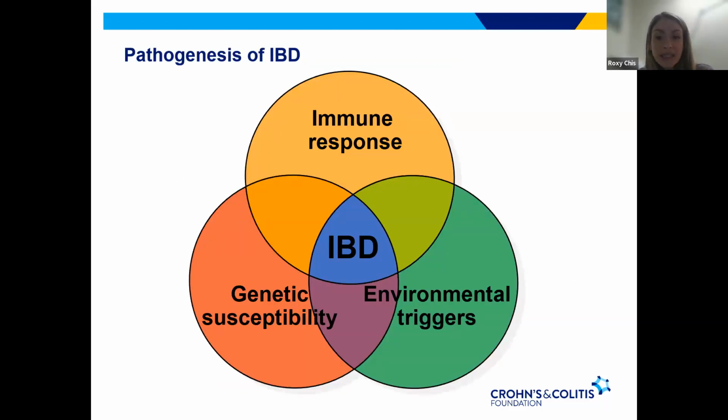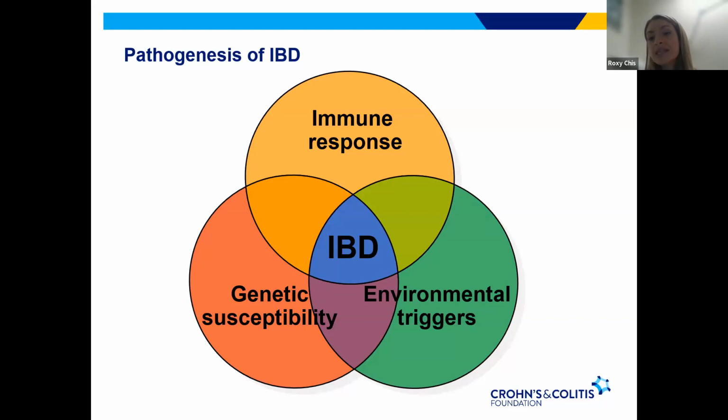What causes IBD? We have done a lot of research in the field, and it appears that IBD occurs because of an intersection of multiple factors, including genetic susceptibility, immune responses, and environmental triggers. With regards to genetic susceptibility, we know that IBD runs in families, and we've also been able to identify a number of genes that are linked to either Crohn's or ulcerative colitis.